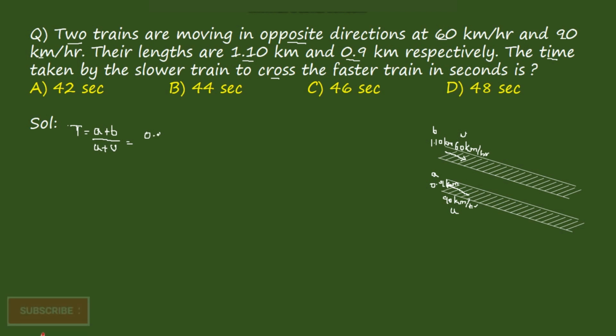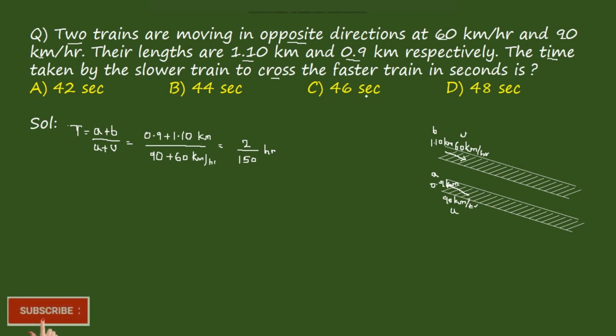0.9 plus 1.10 kilometers, right, divided by 90 plus 60 kilometers per hour, right? So when you solve this one, it becomes nothing but 2 by 150. It becomes hours, right? When you divide kilometers by kilometers per hour, it becomes hours.